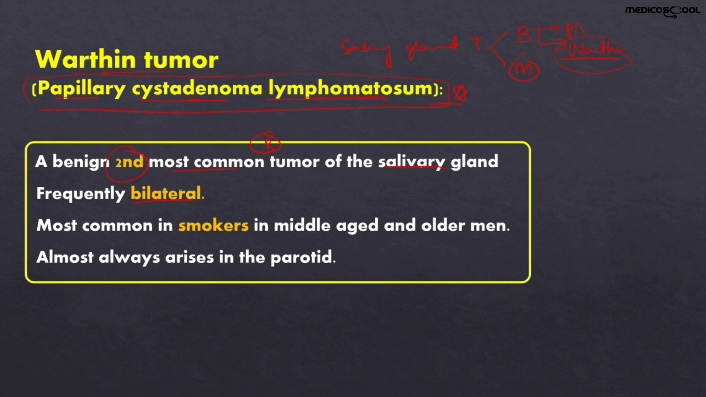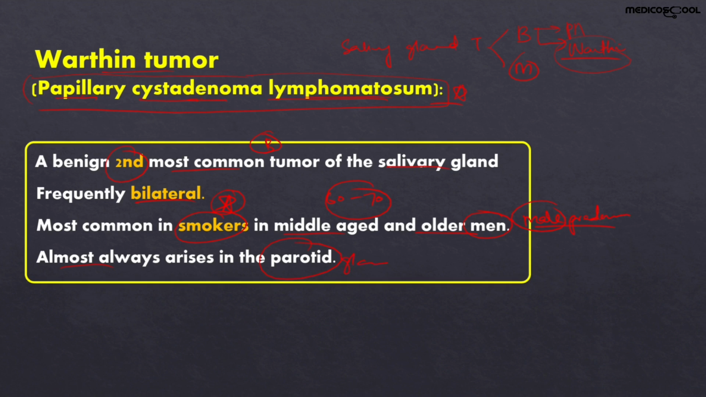It frequently occurs bilaterally. It is most common in smokers. This is the most important point. It is most common in smokers and in middle-aged and older men. It mostly occurs at about 60 to 70 years of age and has a male predominance. And in contrast to the pleomorphic adenoma, it almost always arises in the parotid gland.